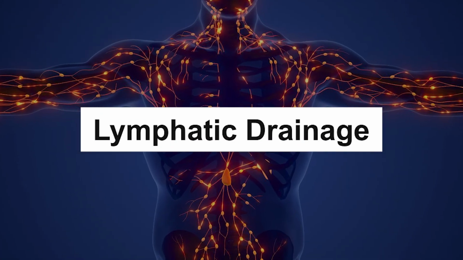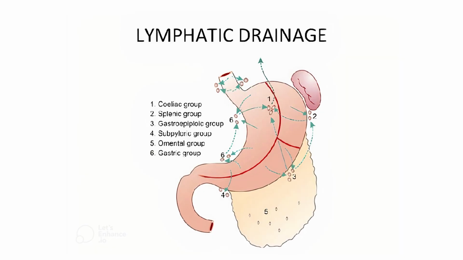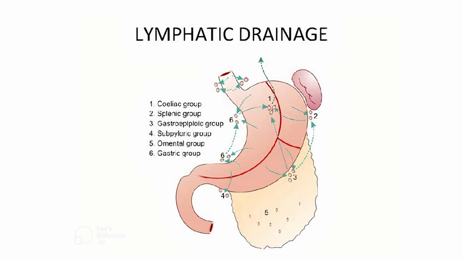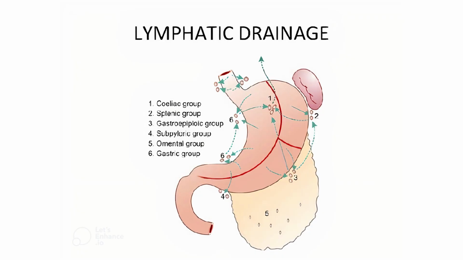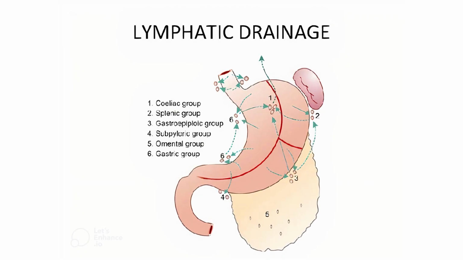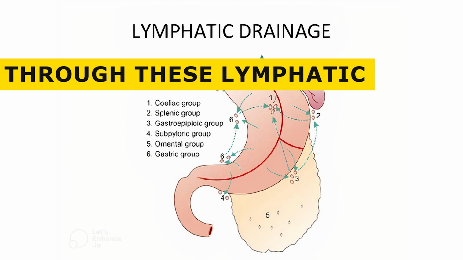Lymphatic drainage. Lymph from the stomach drains into the gastric and celiac lymph nodes. This pathway is clinically significant because gastric cancers often metastasize through these lymphatic channels.